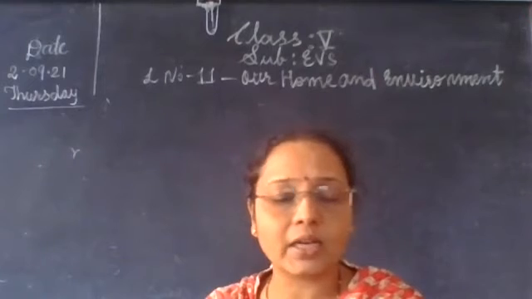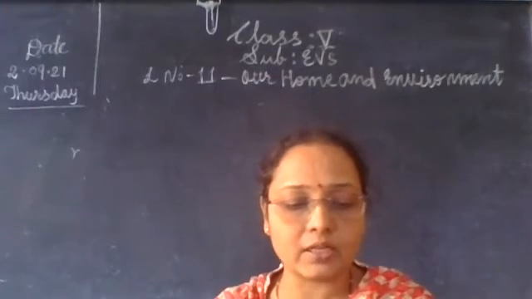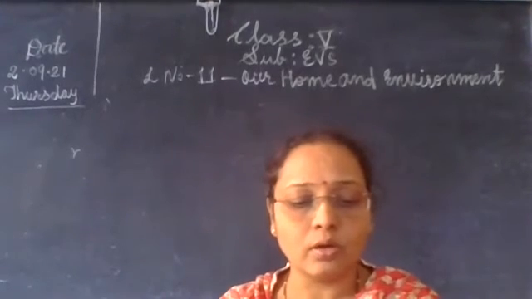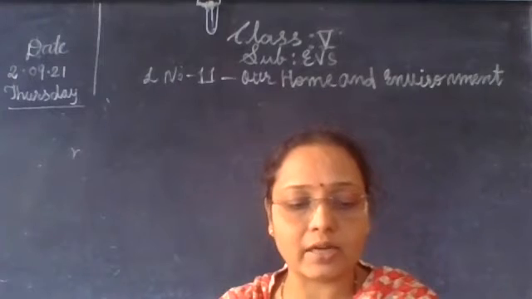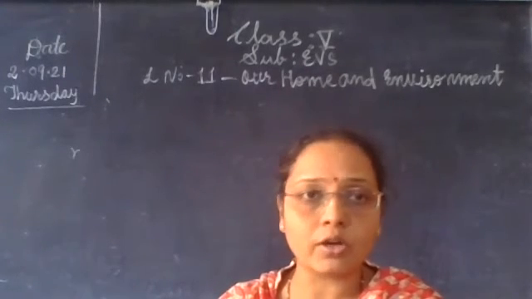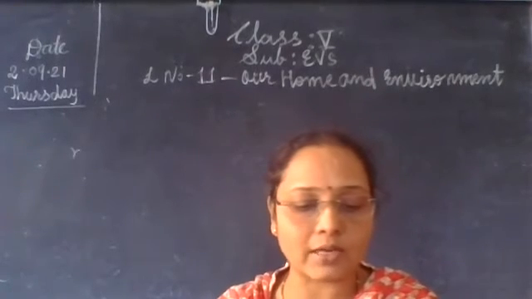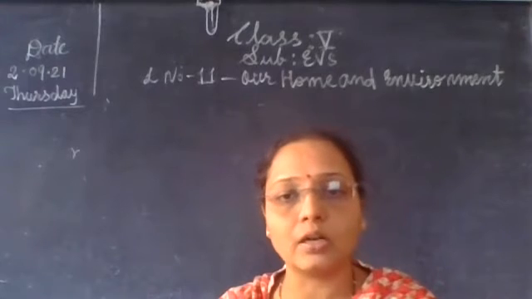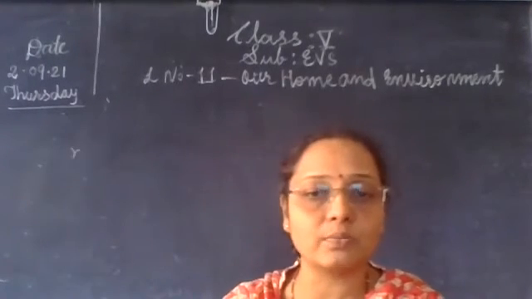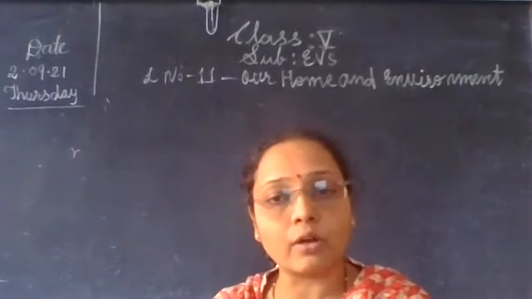Then avoiding artificial materials and artificial colors, because artificial materials create pollution. Then provision for natural light and ventilation in the houses. We should know that natural light, that is sunlight, is very important. Natural light we get from the sun.